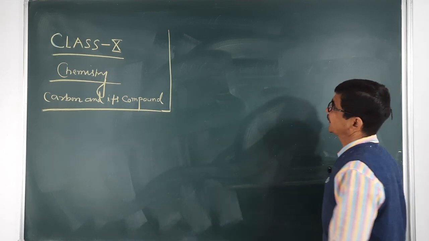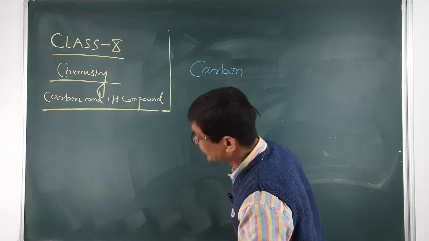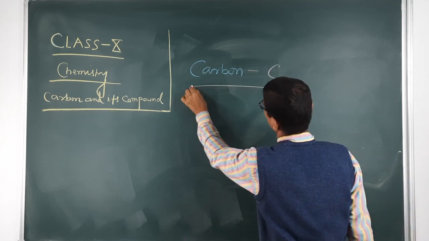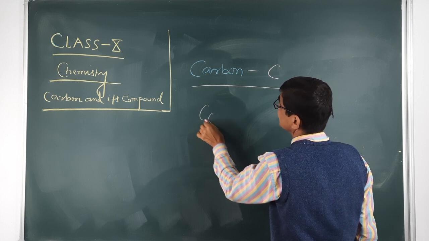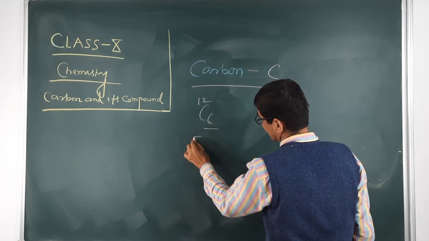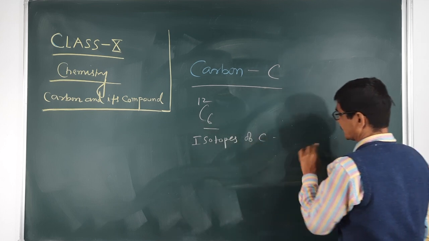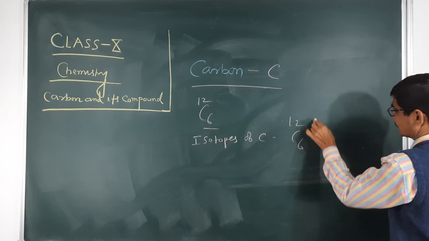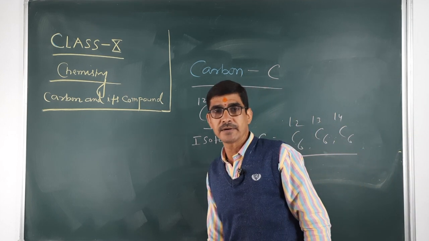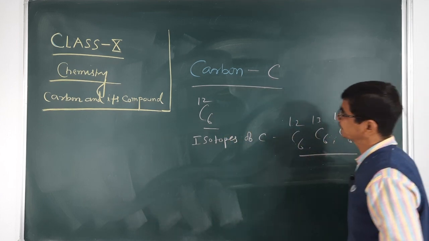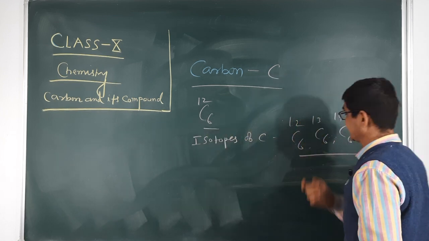So, at first, carbon. Its symbol is C. You are knowing, atomic number and mass number of carbon is 6 and 12. Isotopes of carbon. What is isotopes? The elements having same atomic number but different mass number are called isotopes. Symbol is C, atomic number is 6, mass number is 12.